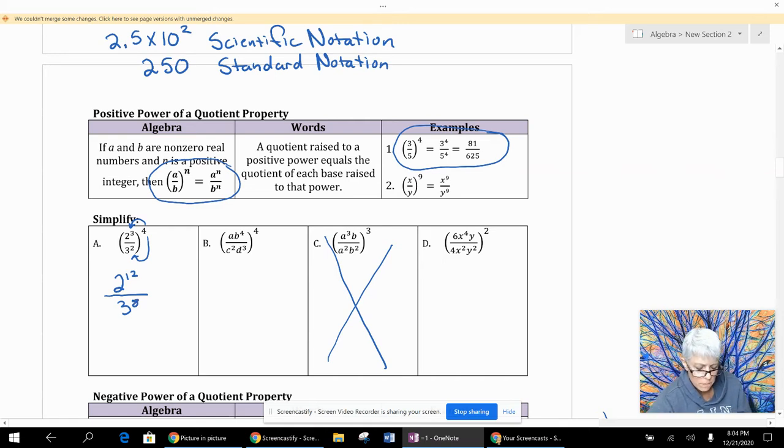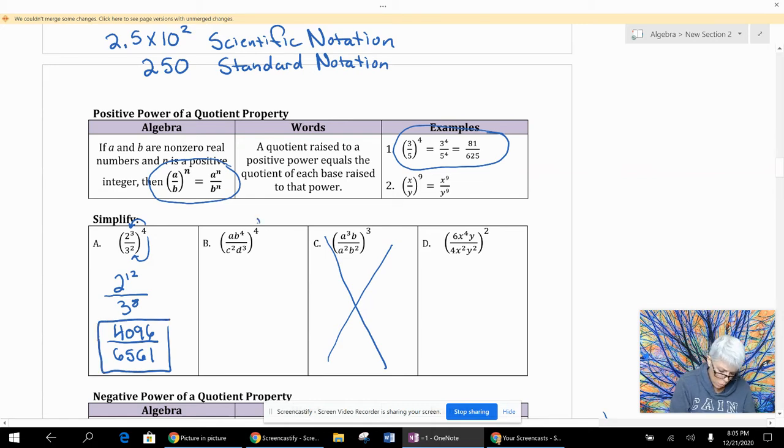And this becomes, look at my notes here, pretty big. It becomes 4,096 over 6,561.